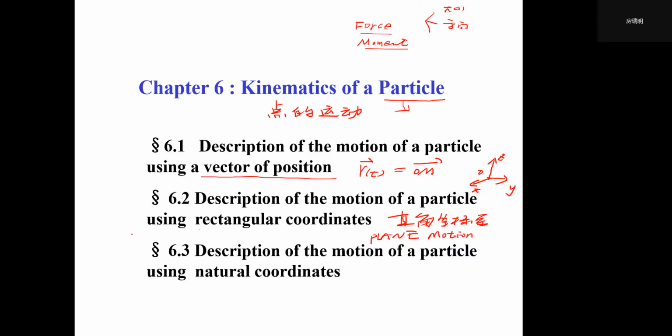The third section will be the description of the motion of a particle using natural coordinates. Maybe this one will be a little bit difficult to understand, but we'll try. It tells us that if we know the path or trajectory of a moving point before it starts its motion, then we can use these so-called natural coordinates to describe its motion, right? That's all for this kinematics of a particle.